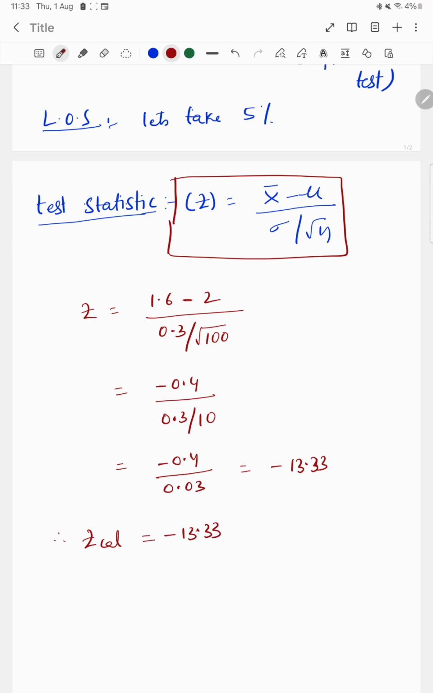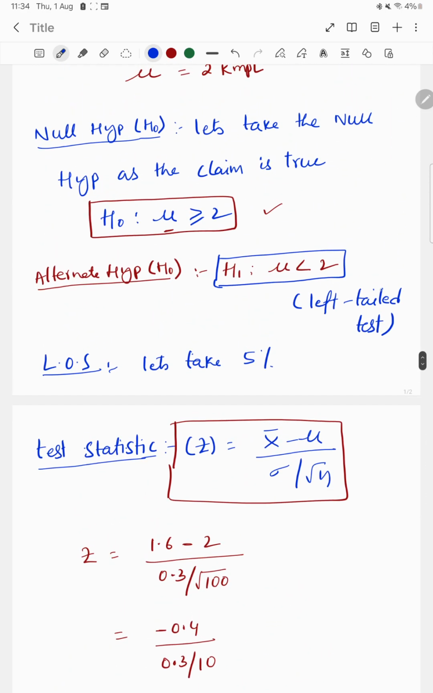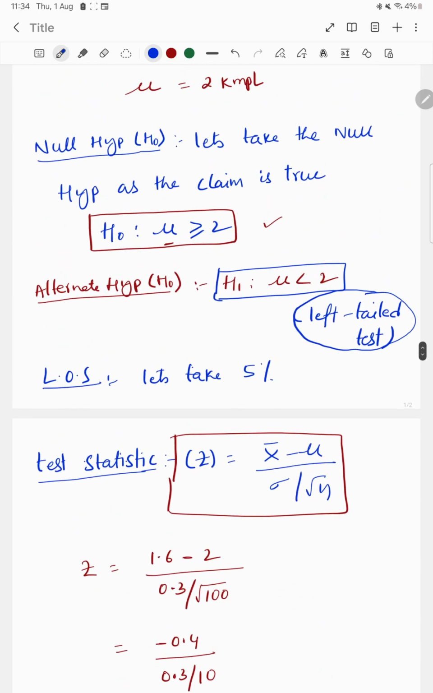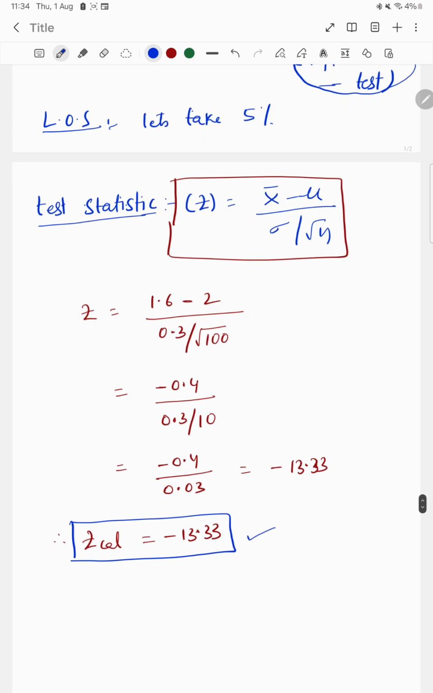You might have a doubt, sir, we have got a negative value now, so should we continue with the negative value or can we convert this into positive? Remember, when you have a negative calculated value, we need to check the alternate hypothesis. In the alternate hypothesis, if you find a two-tailed test, then only we have to take the modulus, but otherwise we have to leave it as it is. So in this example we have left-tailed in the second step, so we have to leave this negative as it is.